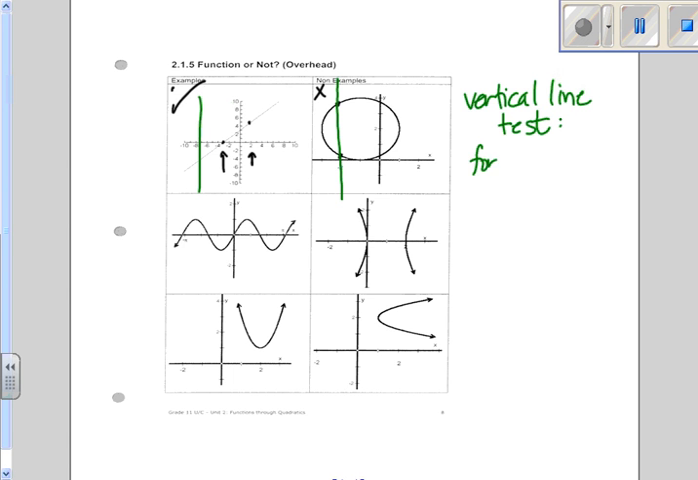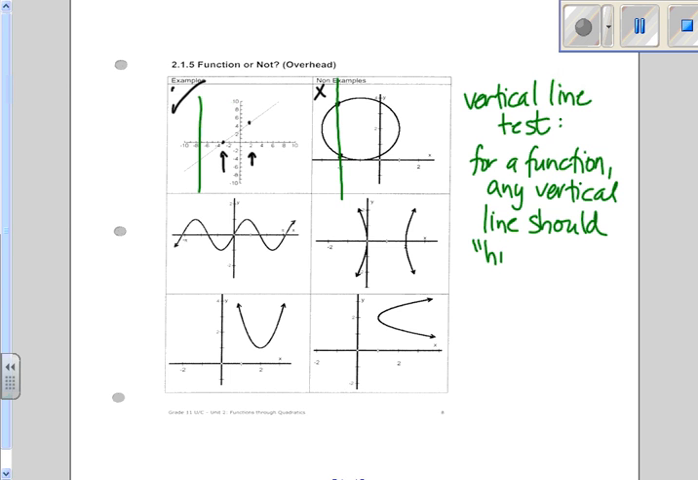So for a function, any vertical line should hit it in only one place. Middle left is a function. That's a sine wave. And any vertical line that I put over that function will only touch in one spot. That is a function. The second one is not a function.